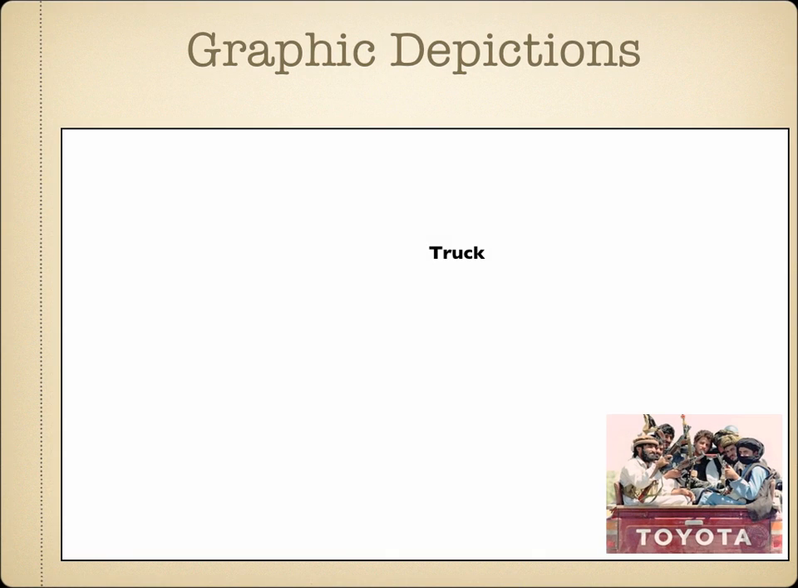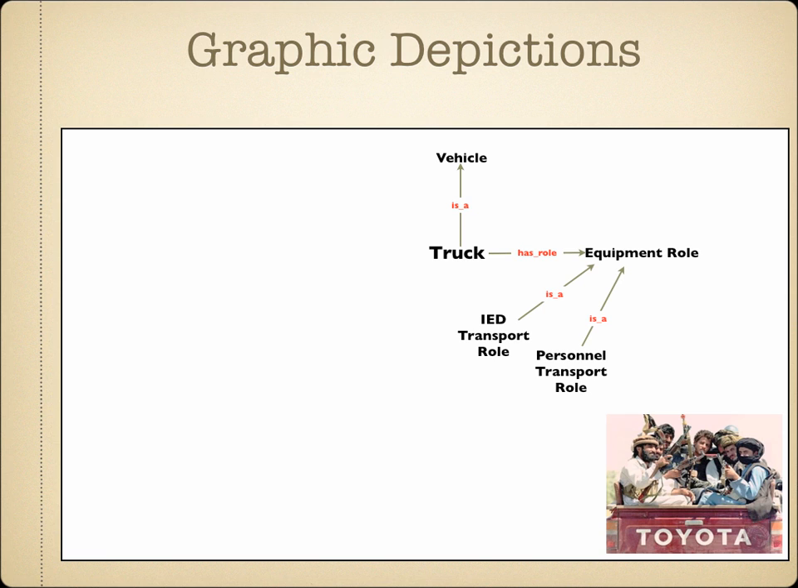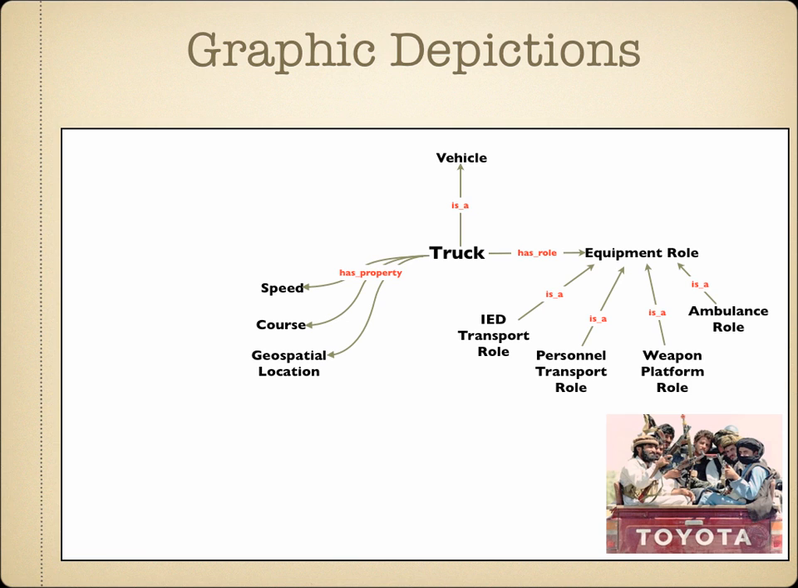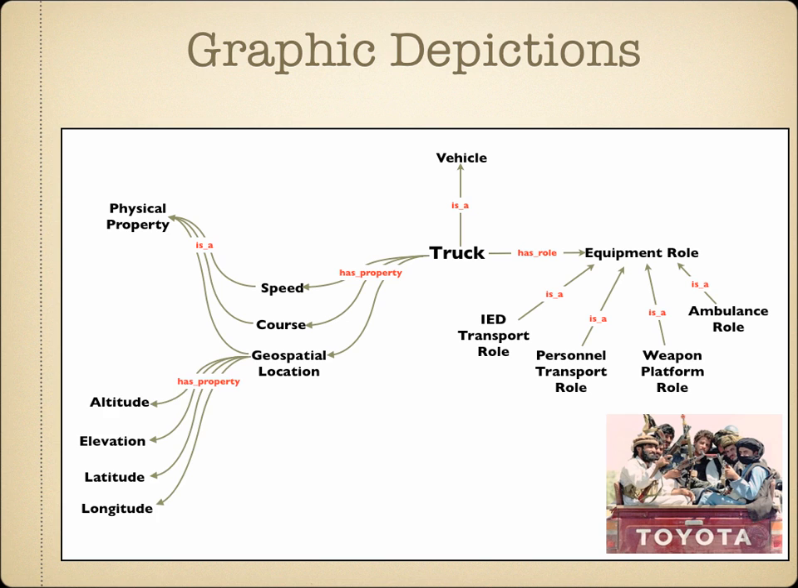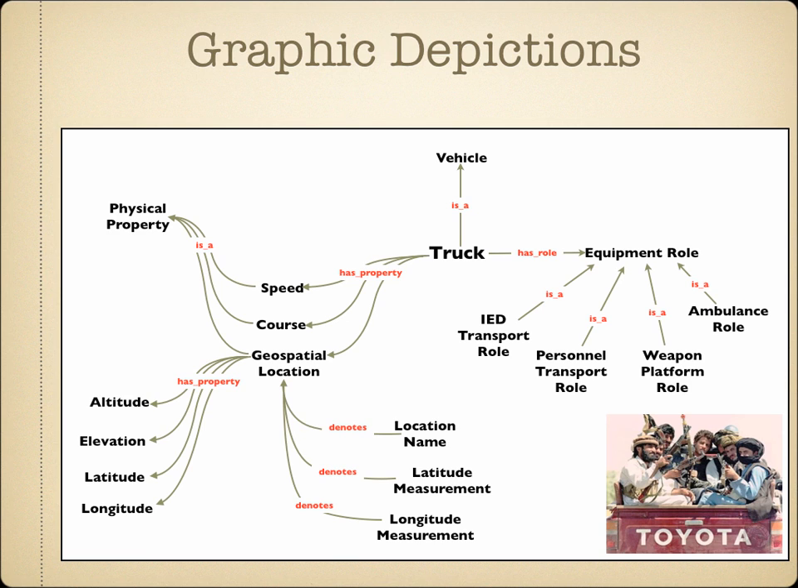An accurate ontology will properly define a truck, for example, as a vehicle, which can be in various roles, to include IED transport role, personnel transport, a weapons platform, or even an ambulance. A truck will have numerous properties such as speed, course, and location, just to name a few. And we can describe these properties in greater detail. We can also represent the ways that an entity or event is named, indicated, or marked.